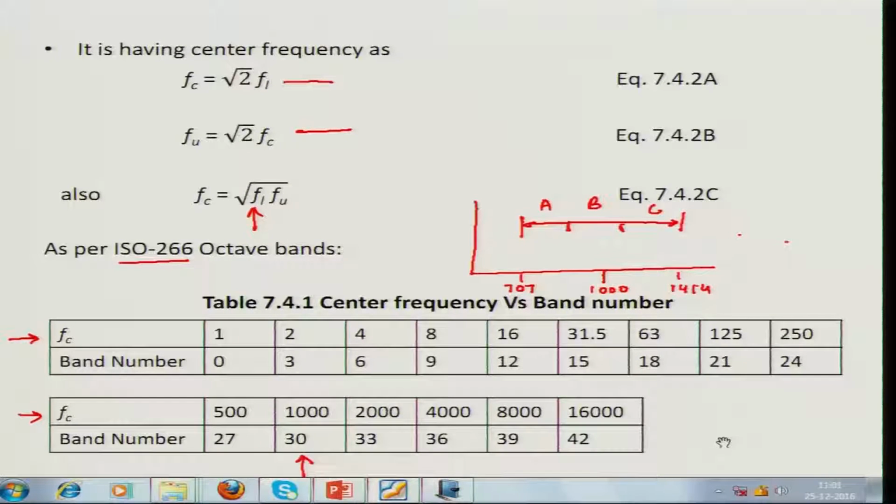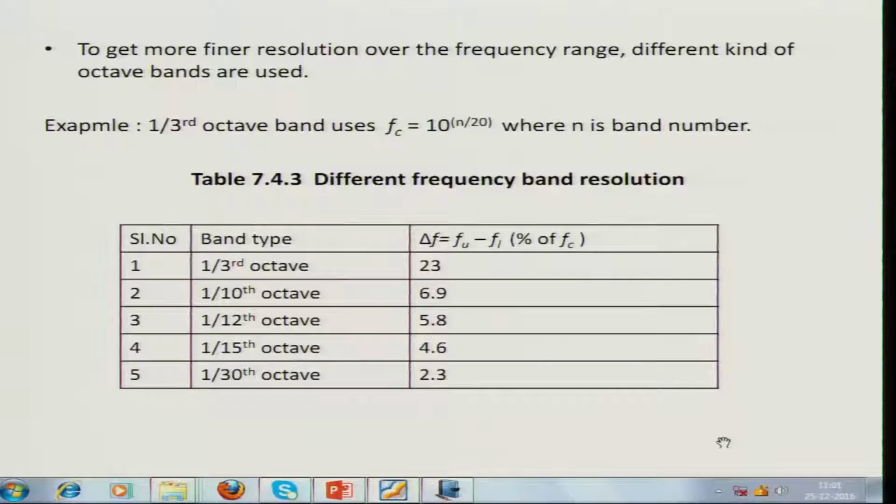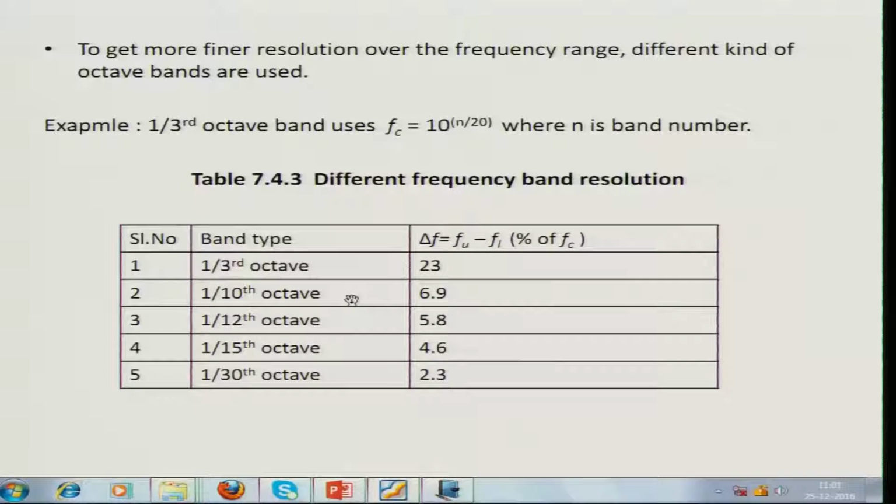They are listed in ISO 266. There are other types of bands also. We have already discussed 1/3 octave bands, but there is also a 1/10 octave band. Here an octave is divided into 10 individual smaller bands. In that case, what will be the ratio? The ratio R will be 2 to the power of 1 by 10. If you want to use a 1/12 octave band, R will be 2 to the power of 1 over 12, and so on.